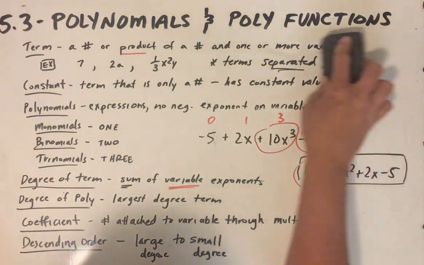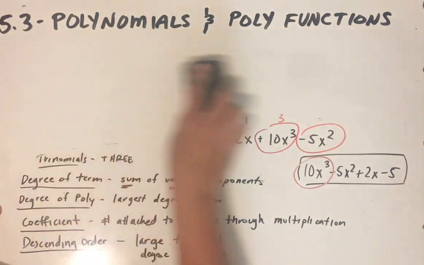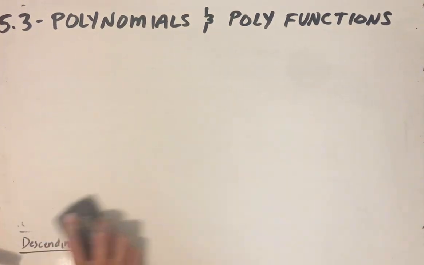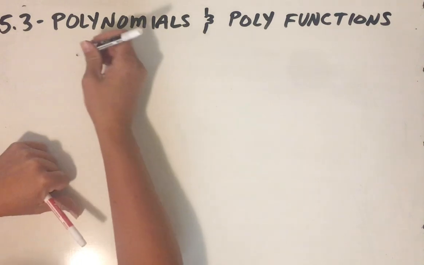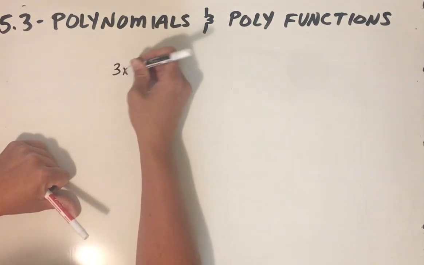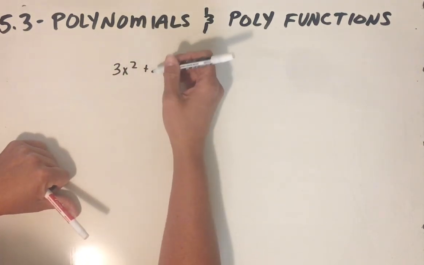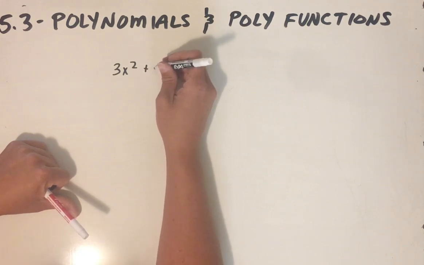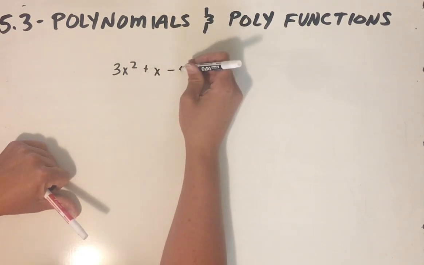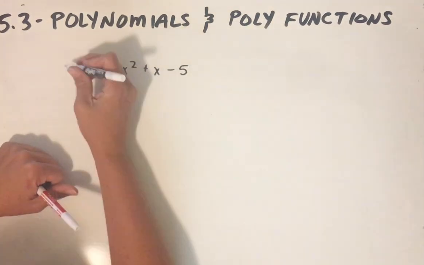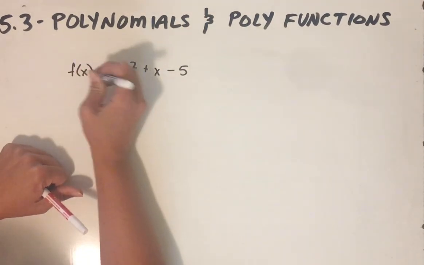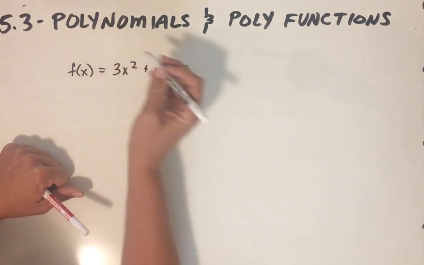Polynomial function. So what is a polynomial function? Well, it's just a polynomial that is written in function notation. So what does it look like? Well, if I have a polynomial, say that it is 3x squared plus x minus 5. This is a polynomial. Well, to make it a function, I could say f of x out here, and the function equals this.